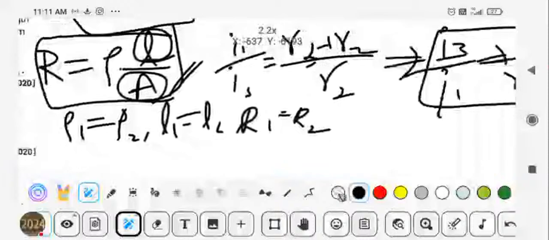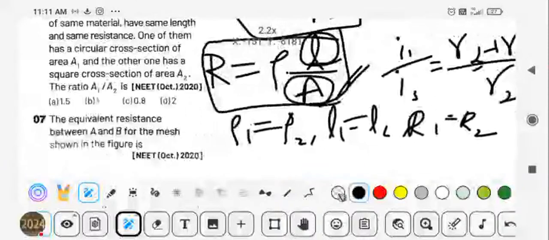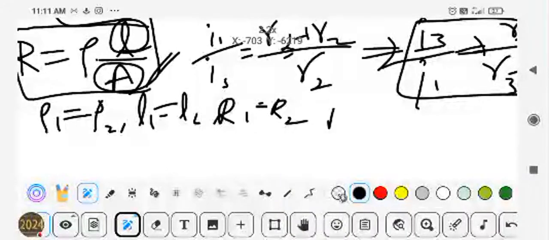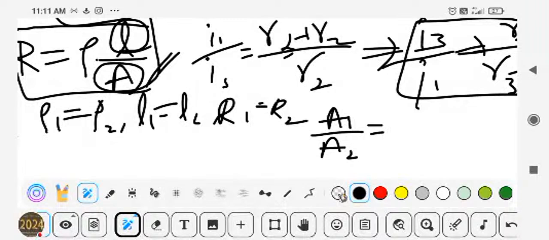Just keep all those values. Example, finally they are asking A1 by A2. How can you write this relation? That is rho L by R, right? Rho is same for both, length is same for both, resistance is same for both.